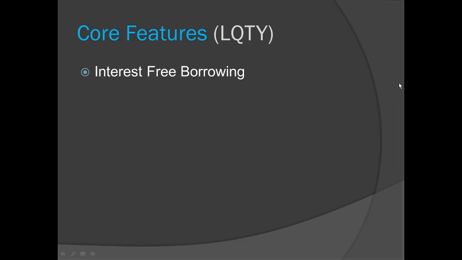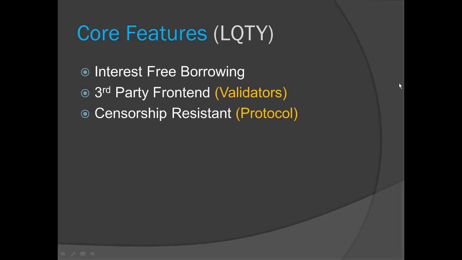Interest-free borrowing means you can provide your ETH as collateral and get 0% interest borrowing. Third party front ends: all the validators are run by third parties, so no validator is run by the team. So it is fully decentralized. It's censorship resistant, as it is a protocol and all the validators are controlled by third parties, so they can't put any censorship. Efficient liquidation.